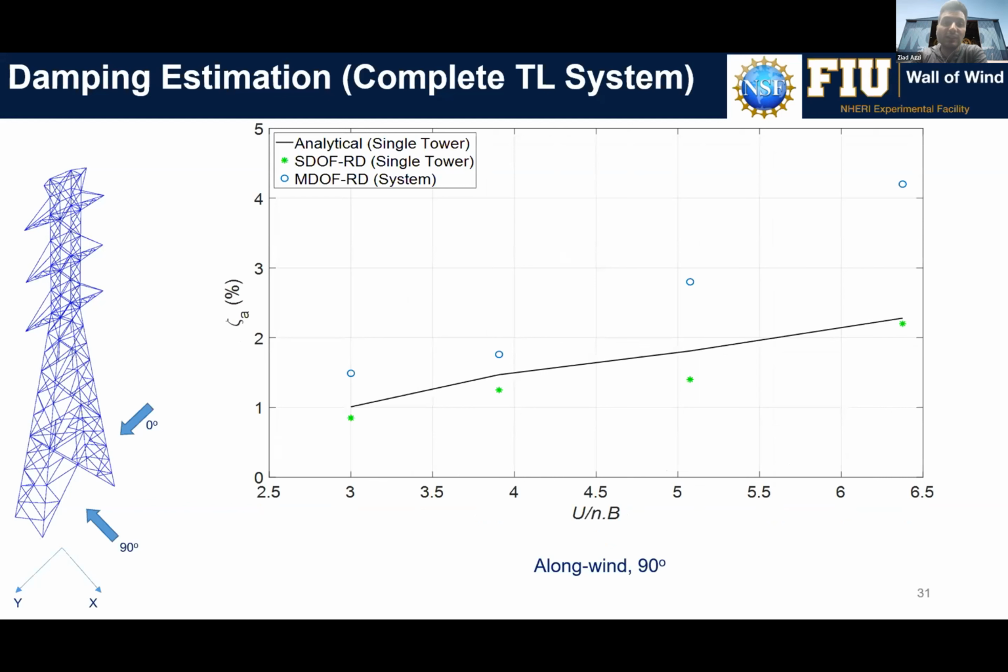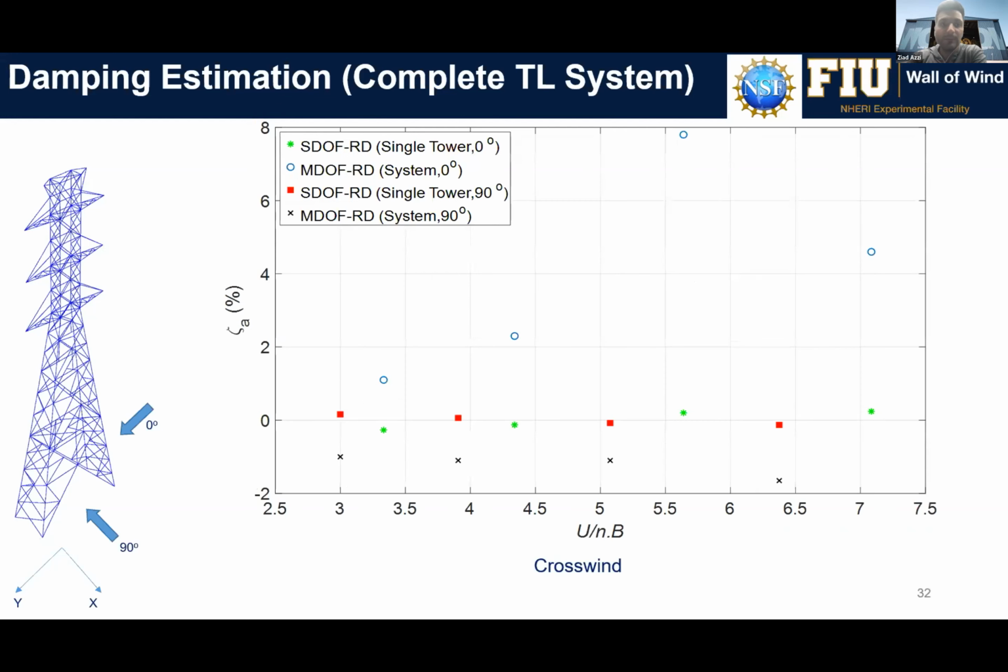This is at 90 degrees. Also, the coupling of the tower, insulator, and conductor increased the along wind aerodynamic damping at 90 degrees. For the crosswind, there was also a little increase at 0 degrees for the system, but there was also a little bit of decrease at 90 degrees.